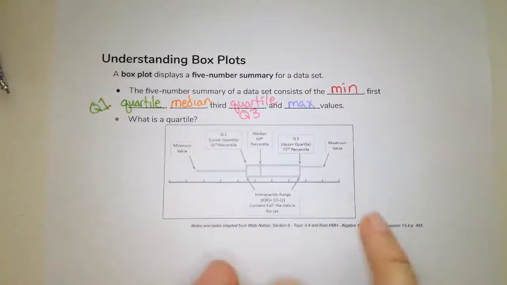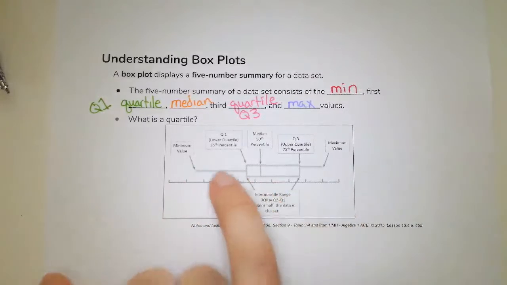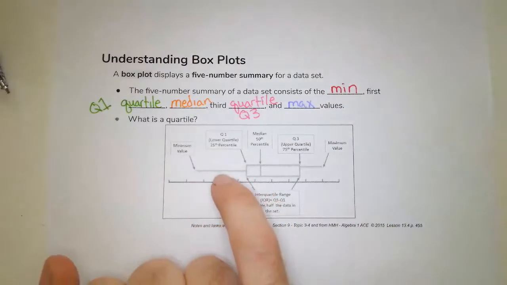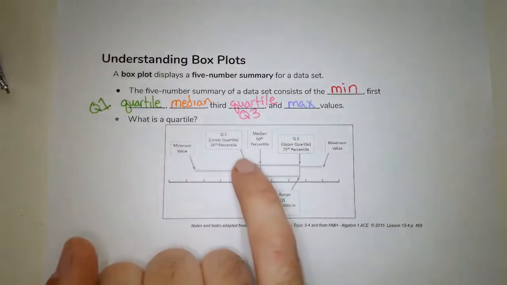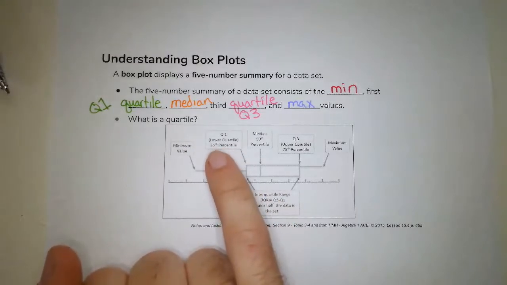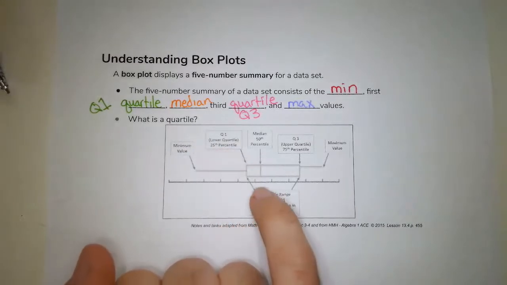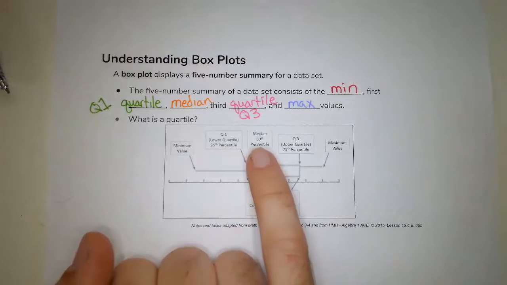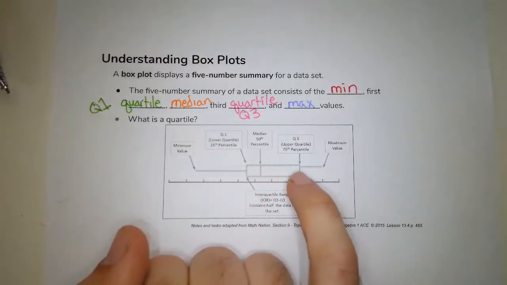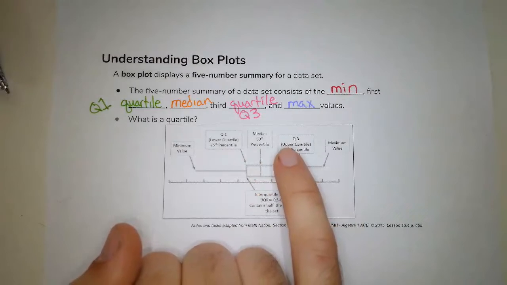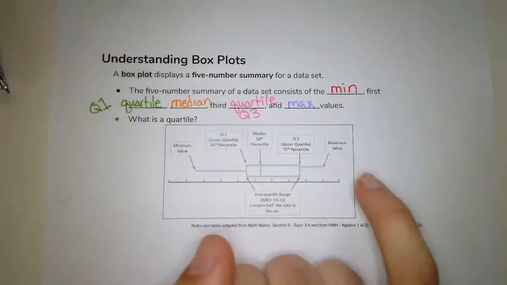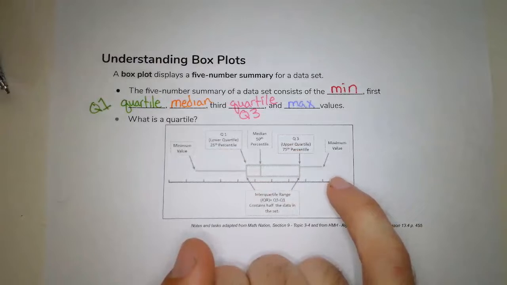So this is what a box plot looks like here. We have our minimum value. It is a straight line going here. It stops here at Q1, which is the lowest 25%. Right here in the middle, that's our median. That's the 50%. The third quartile, also known as the upper quartile, or Q3, that's our 75%. And then finally, our max is over here.